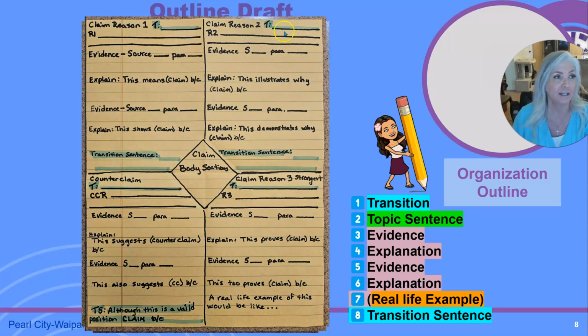So let's look at what that looks like as we start to highlight these. You see the transitions and the transition sentences. And even in our counterclaim, we state in our transition sentence, although this is a valid position. So we always validate that counterclaim. And then we go back to our claim: cell phones should not be allowed in school because.